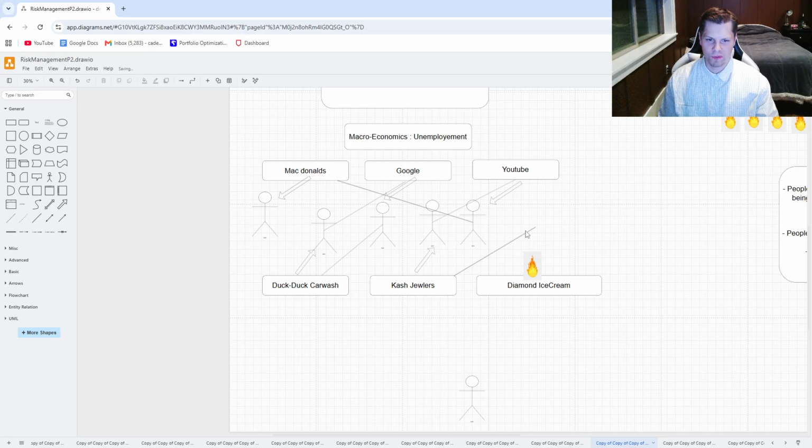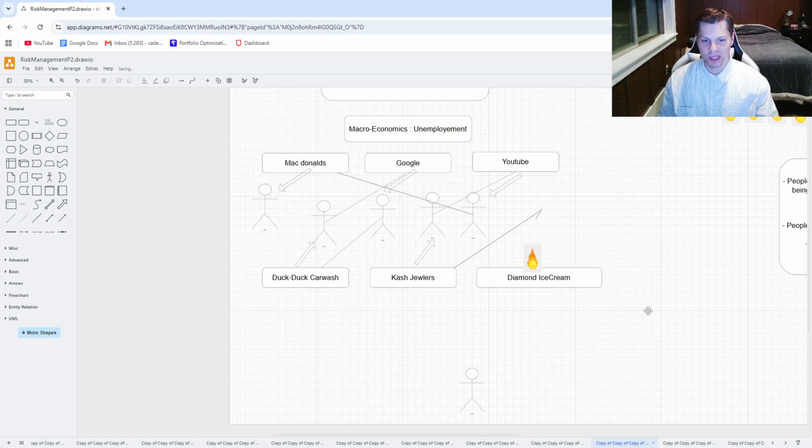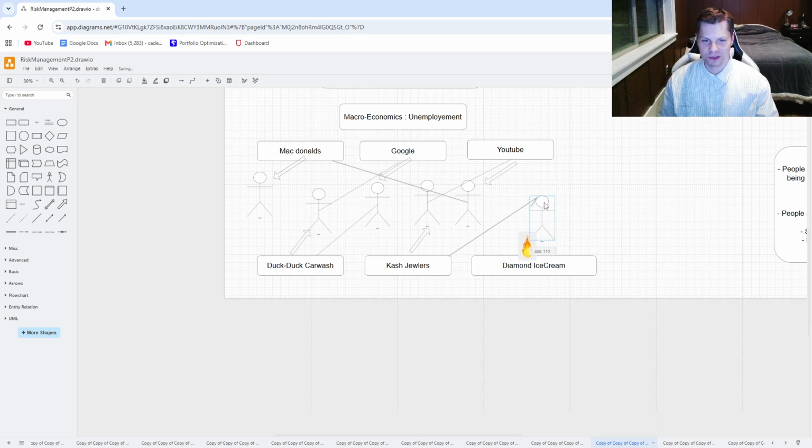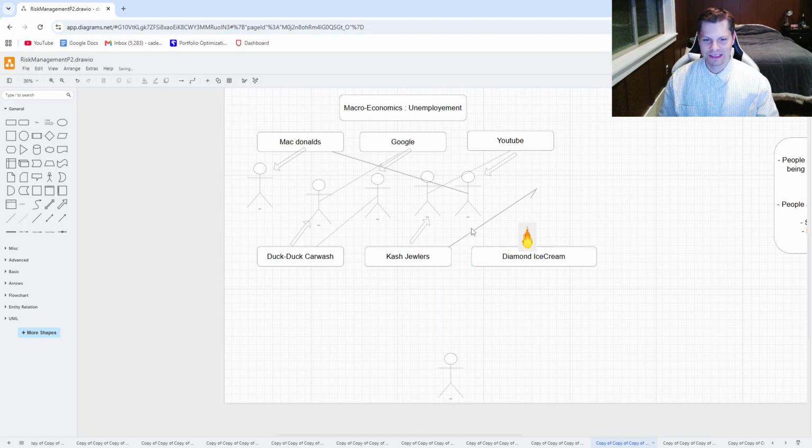Diamond ice cream is done for. But now we can see at Cash Jewelers, it doesn't have any customers anymore because it just lost its only customer, which was from Diamond ice cream. So it no longer has any customers, which means it puts this business on fire and cannot support the job for this guy right here.